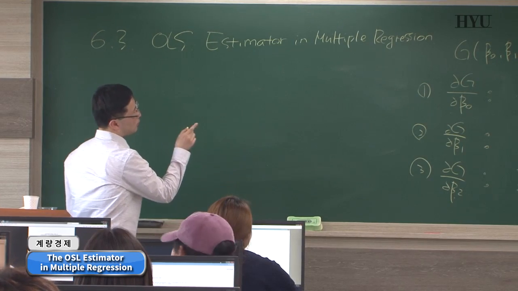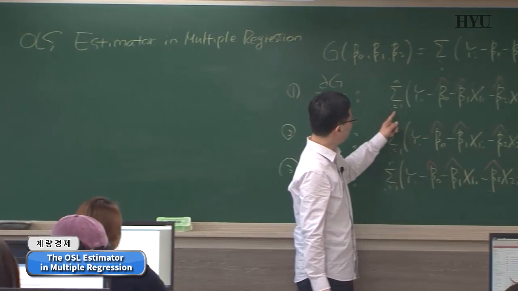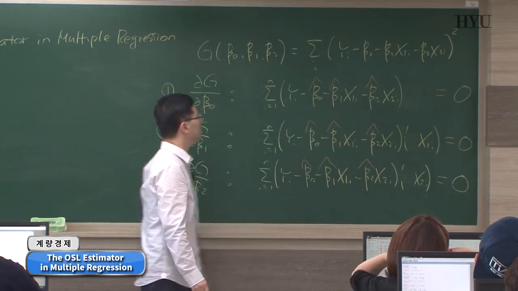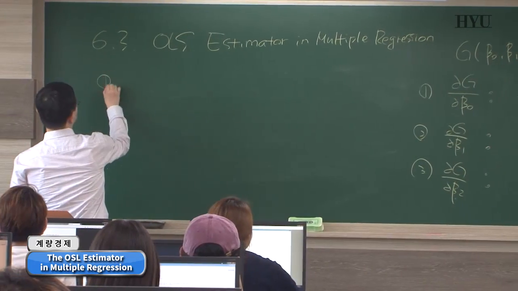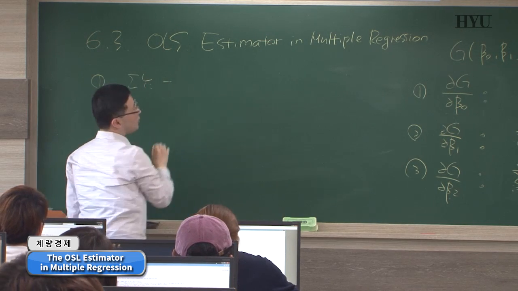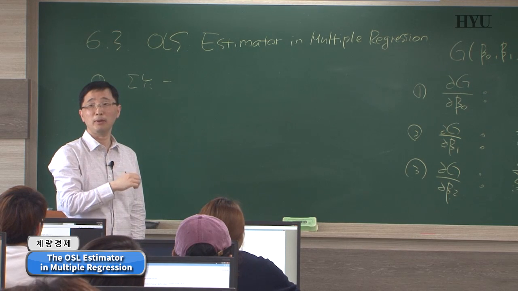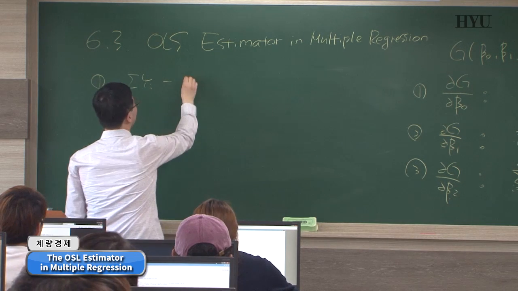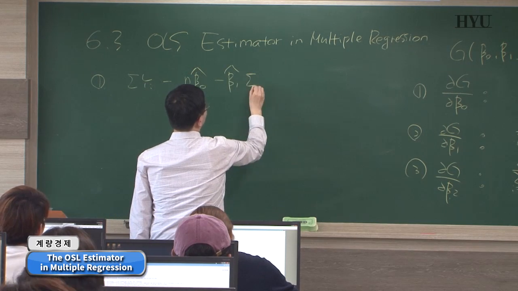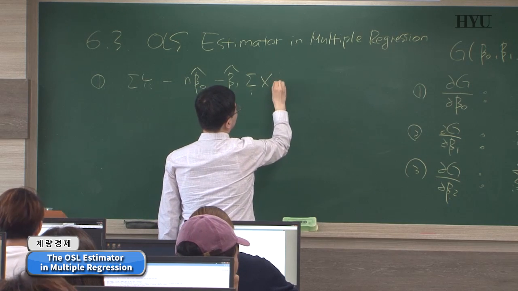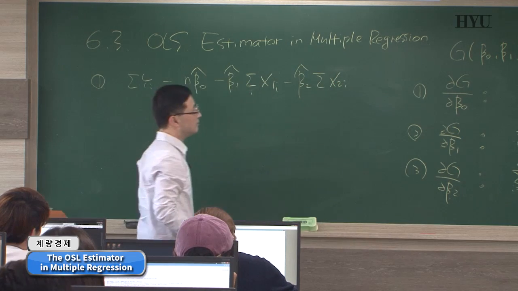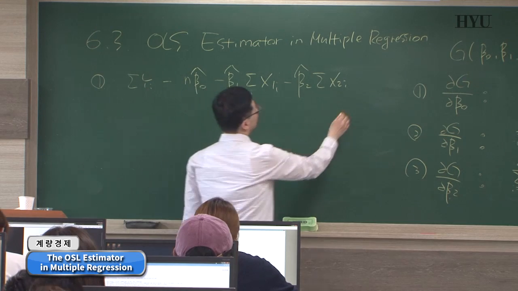So let's apply the summations to each of these components. Apply summation to yi, summation to beta null hat, summation to this term too. So my first equation: what is the summation of beta null hat? Do you remember? Beta null hat is a constant, so it is n times beta null hat. And beta 1 hat can be taken out, right? So that's my first equation. This has got to be 0.